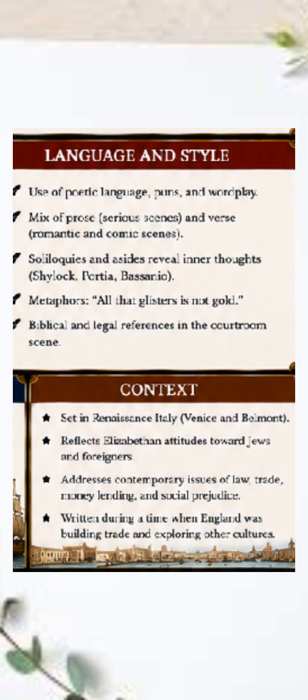Set in Renaissance Italy, Venice and Belmont reflect Elizabethan attitudes toward Jews and foreigners, and address contemporary issues of law, trade, money lending, and social prejudice, written during a time when England was building trade and exploring other cultures.